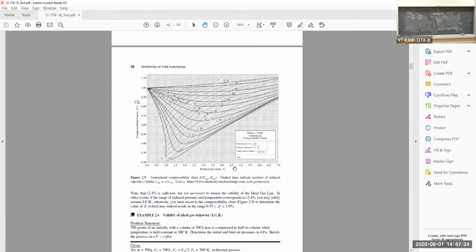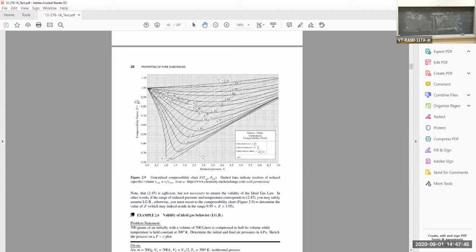Then we have reduced pressure on the x-axis. And then we have, as you can see, curves of constant reduced temperature. I'm using P sub R here in this plot and T sub R to indicate reduced temperature and pressure. Okay?